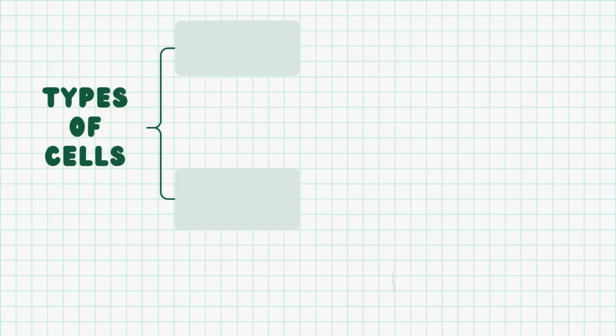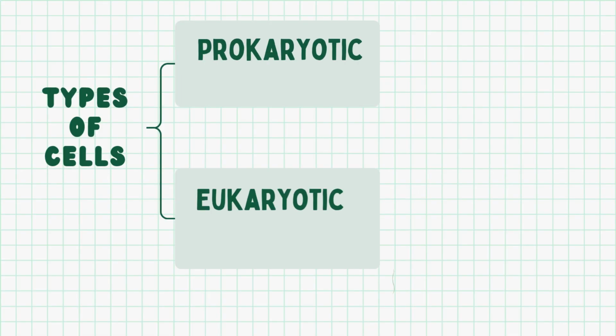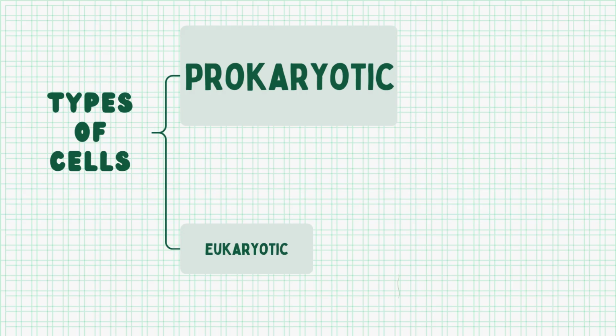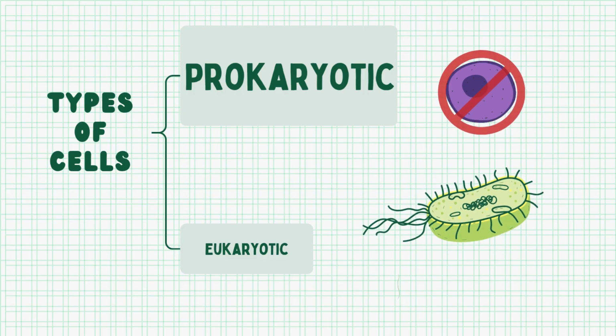Cells are divided into two further categories, prokaryotes and eukaryotes. Prokaryotes are the minimalist cells. No fancy compartments, no true nucleus. They are like the tiny one-room studios doing everything in a single space. Bacteria are examples of such cells.